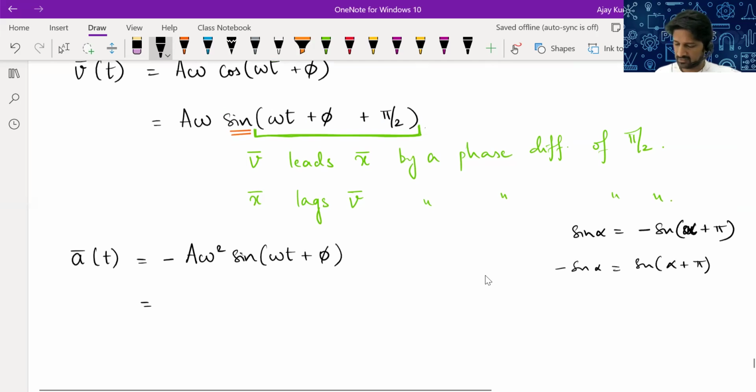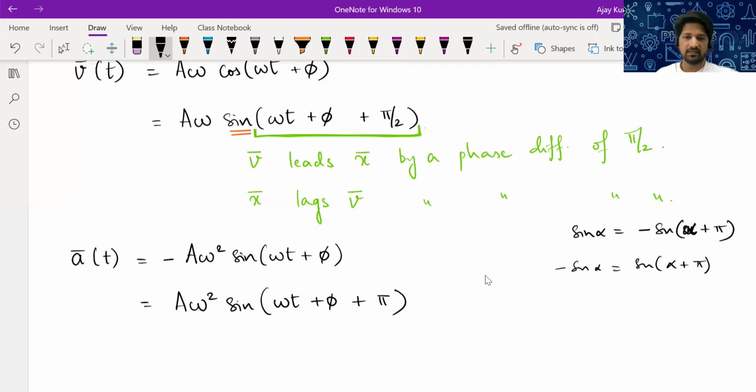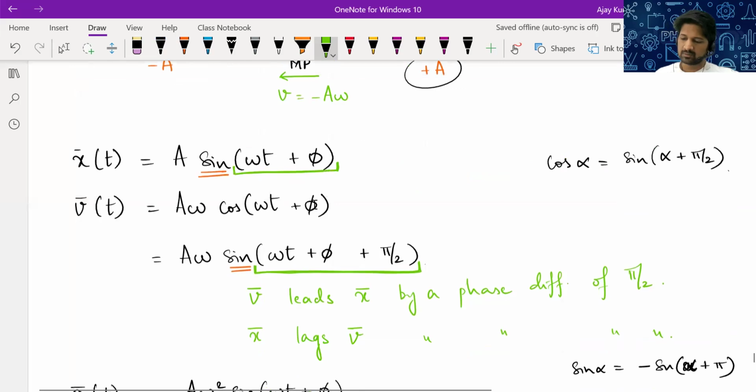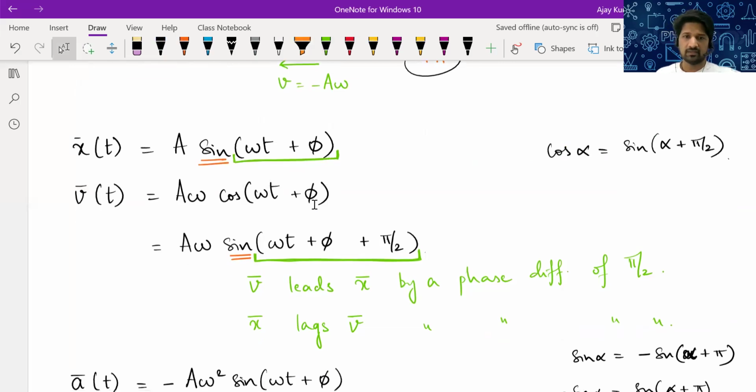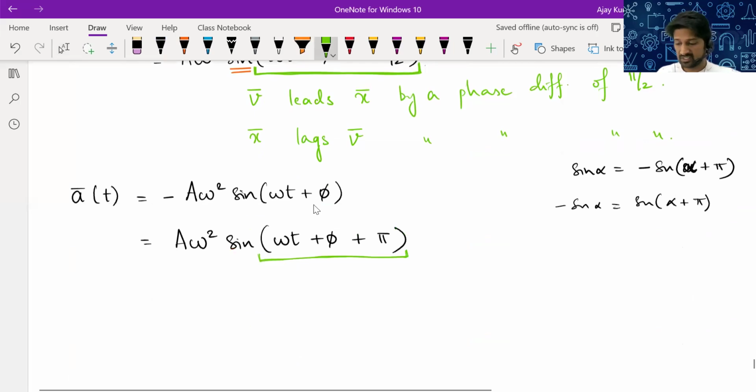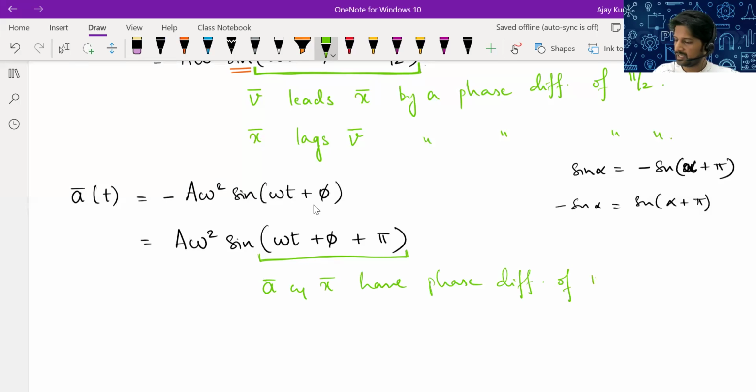So acceleration function written in terms of the sine function becomes a omega square sine omega t plus phi plus an angle of 180 degrees, that is pi radians. This is the phase of the acceleration function. Now compare the phases of displacement and acceleration. Displacement, the phase value is omega t plus phi. Acceleration phase value is omega t plus phi plus pi, 180 degrees. Therefore, acceleration and displacement have phase difference of pi between them. Now you cannot say which one leads and which one lags.